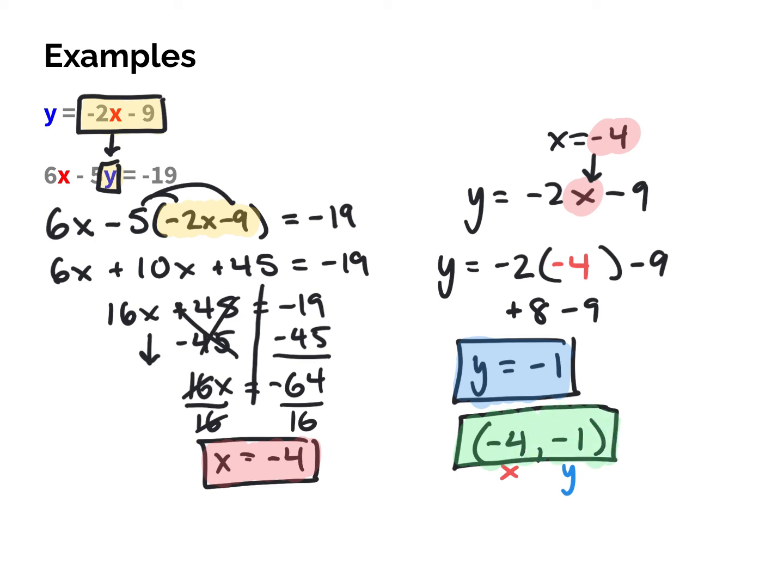So again, what I did here is I plugged one expression in for the other. I then solved for one of my variables, in this case x. Whatever I got, then I plugged it back into my first equation, and I solved for the second variable y. And in the end, that gives me that point of intersection of negative 4, negative 1.